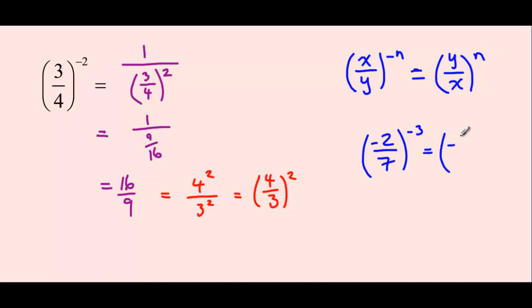It's still going to be negative 7 over 2. Remember, the negative we normally float to the top, and this would now be to the exponent positive 3. All we did was take the reciprocal of the fraction, and it turned the exponent positive.